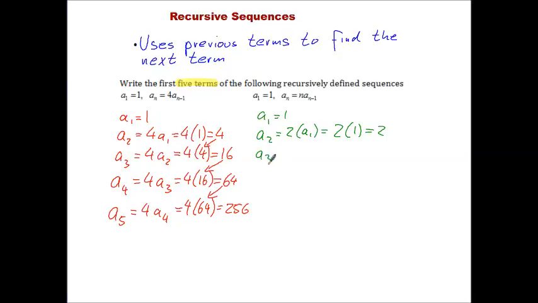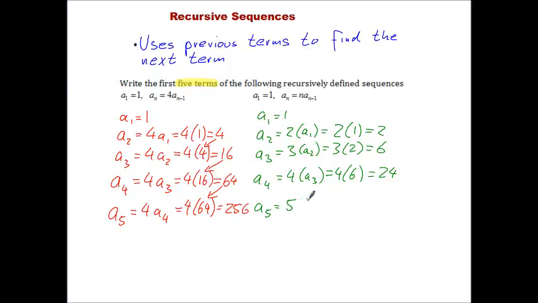A sub 3 will be 3 times a sub 2, and that is 3 times 2, which is 6. A sub 4 will be 4 times a sub 3, and a sub 3 was 6, so 4 times 6 is 24. A sub 5 is 5 times a sub 4. 5 times 24 is 120.